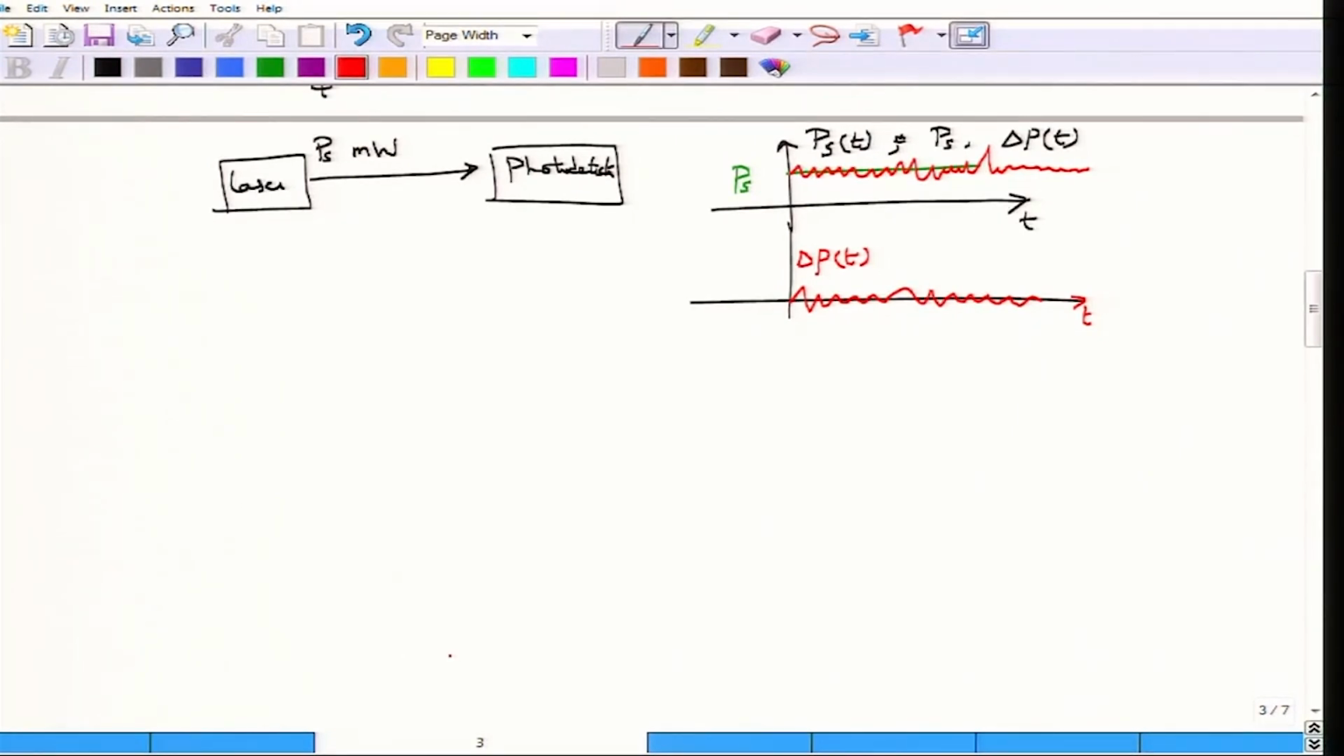This completes our functional description of the laser. At this point, we will see the imperfections, Δp(t), which is there in the physical system, as well as the line width. We will see what physical mechanisms are responsible for this line width as well as these fluctuations in the power, and how they would affect the performance of an optical communication system as we go along with the course.